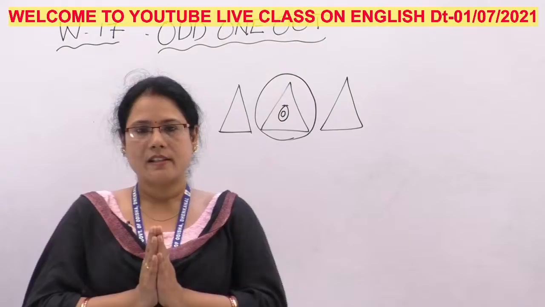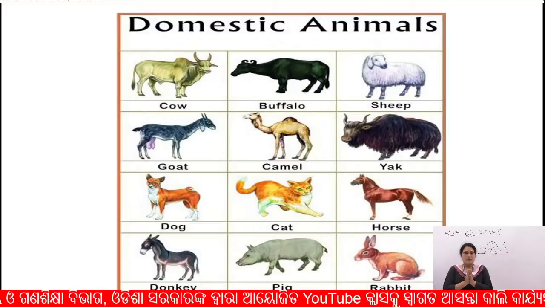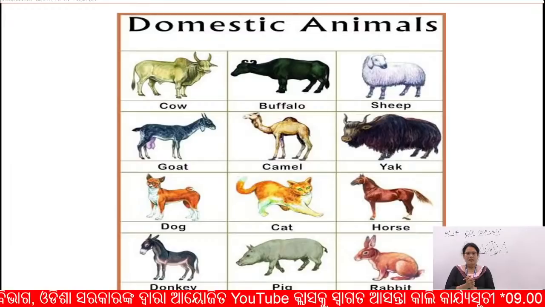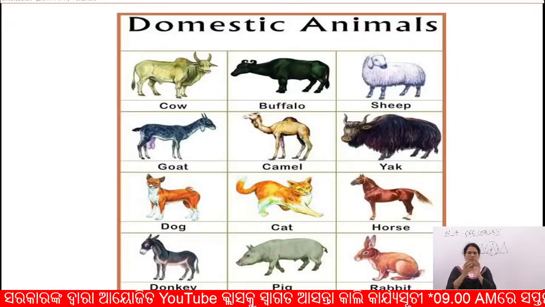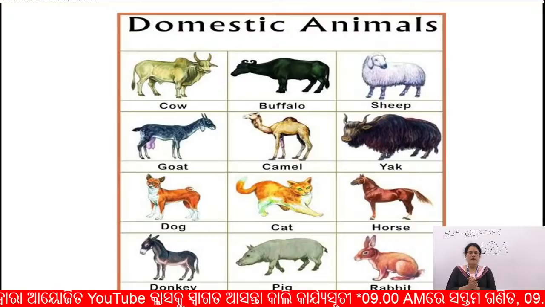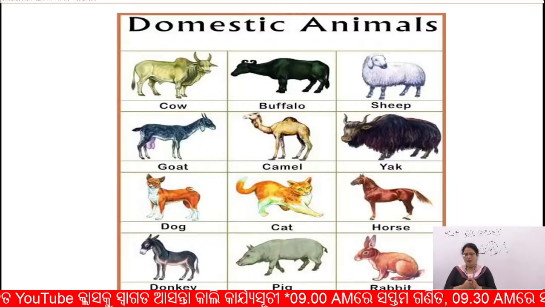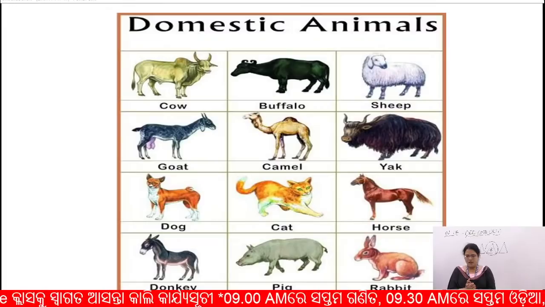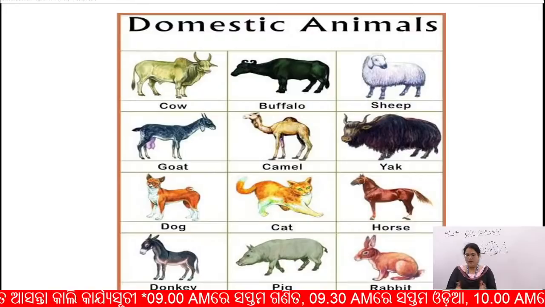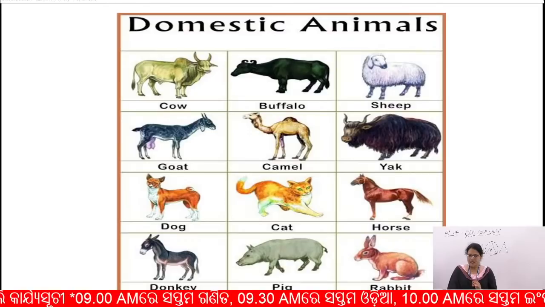So look at your screen. Before giving you all the images of picking out the odd ones, let me tell you something. What are the same members of groups? Look at this screen, they are domestic animals. Domestic animals are animals kept at home. Cow, buffalo, sheep, goat, camel, yak, dog, cat, horse, donkey, pig, rabbit, all are domestic animals. No one is wild here. So these are the members of a same group, domestic animals.